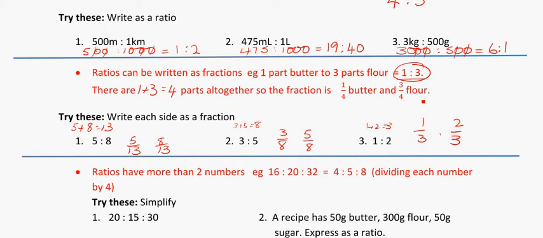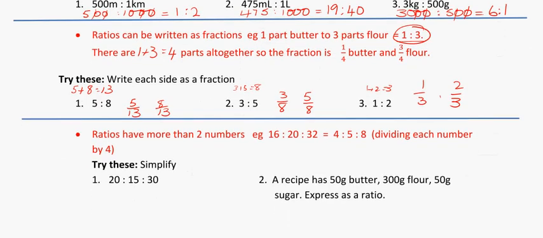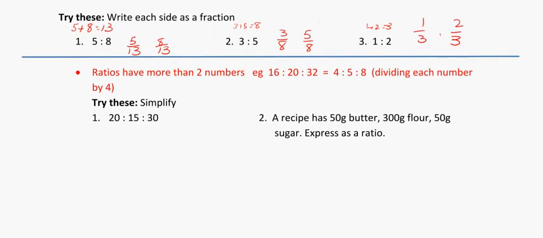Okay, ratios have got more rules. So let's have a look at the next ones. Ratios can have more than two numbers. Now, when they've got more than two numbers, you can't use your calculator. So you have to know how to divide to get them down to the smallest ratio. So if you get it like this, you recognize that each one is divisible by 4. So go ahead and divide, and you get it down to 4 to 5 to 8.